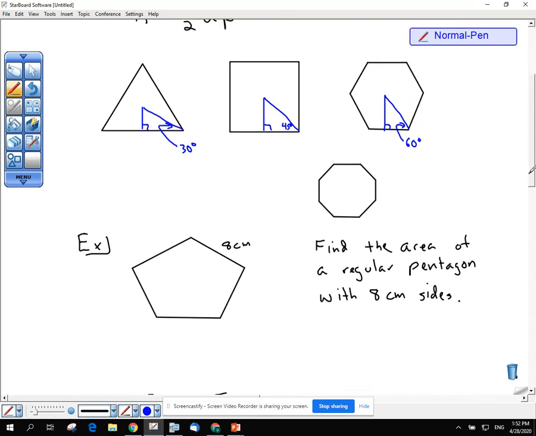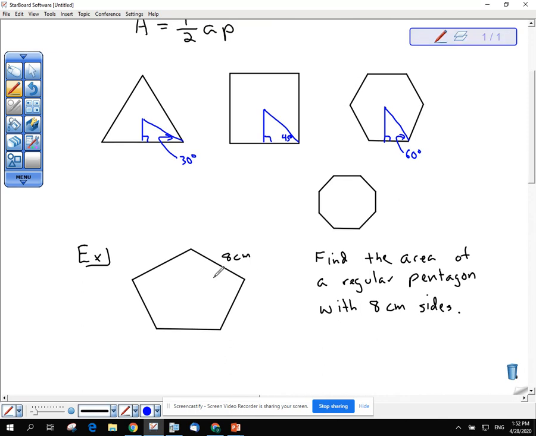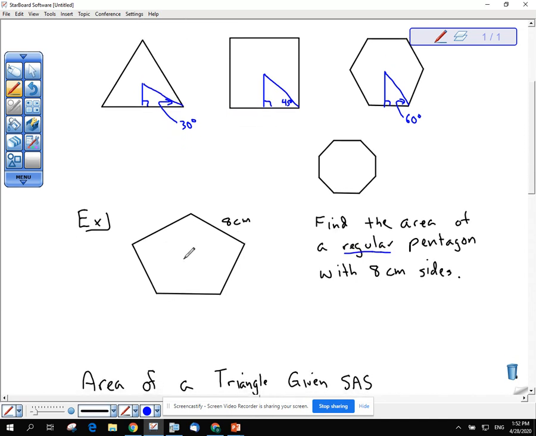Consider this pentagon. This pentagon has sides that are 8 centimeters. The directions say find the area of a regular pentagon. That means all the sides are the same length, with 8 centimeter sides. And if it has 8 centimeter sides, then what I should be able to do is draw an apothem and a radius, just like you did in 10.3, and create yourself a right triangle situation. It's just not that these angles are going to be convenient and fit into a special right triangle situation.